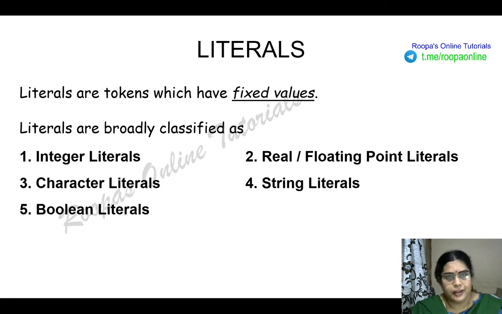Okay, the second important token that we have is known as literals. Literals are tokens which have fixed values. Fixed values means these values are constant. They are not going to be changed. That's what is meant by fixed values. Broadly they are classified as 5 types. First we have integer literals, real or floating literals, which means both are the same. We will take an example and look at these literals. And then we have character literals, string literals, and Boolean literals.